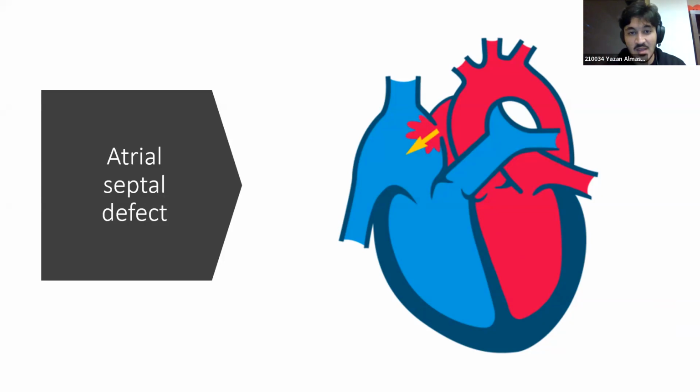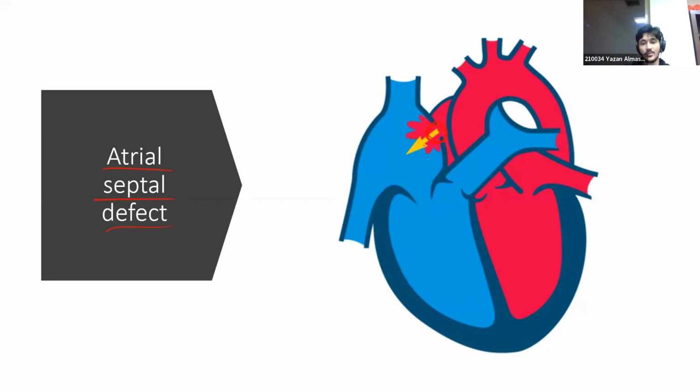Now let's say we have something called atrial septal defect. What does it mean? It means this septum that's usually blocking here is not going to be here. So we're going to have an opening between the right and left atrium.